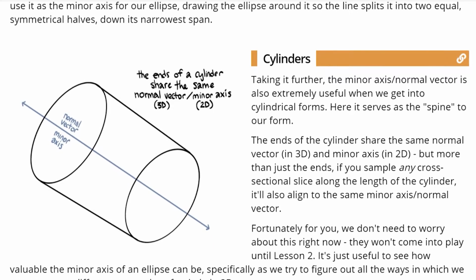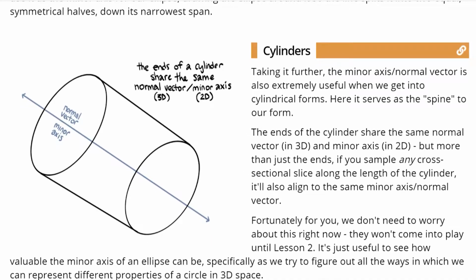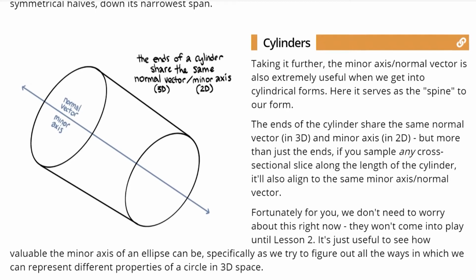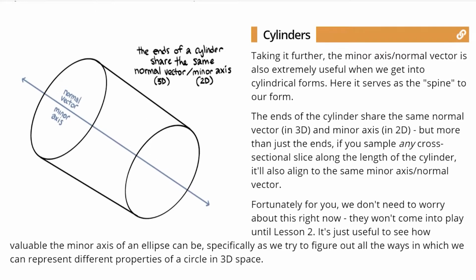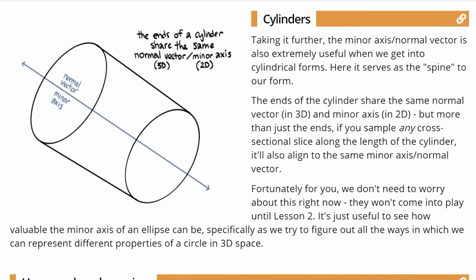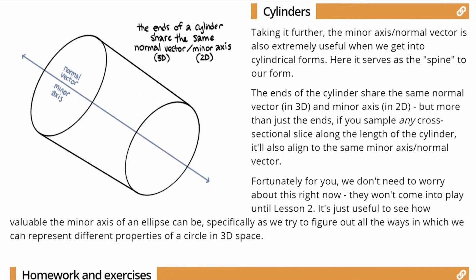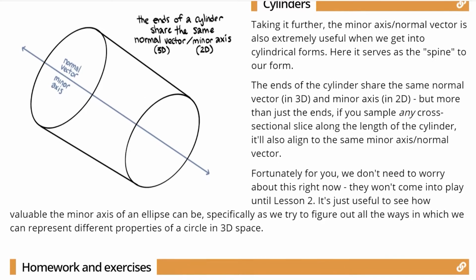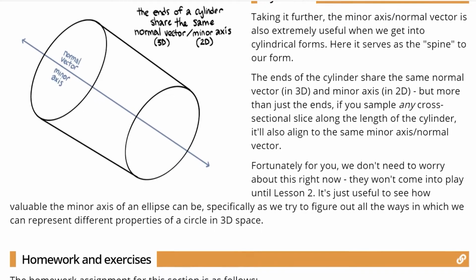Fortunately for you, we don't need to worry about this right now. They won't come into play until lesson 2. It's just useful to see how valuable the minor axis of an ellipse can be, specifically as we try to figure out all the ways in which we can represent different properties of a circle in 3D space.